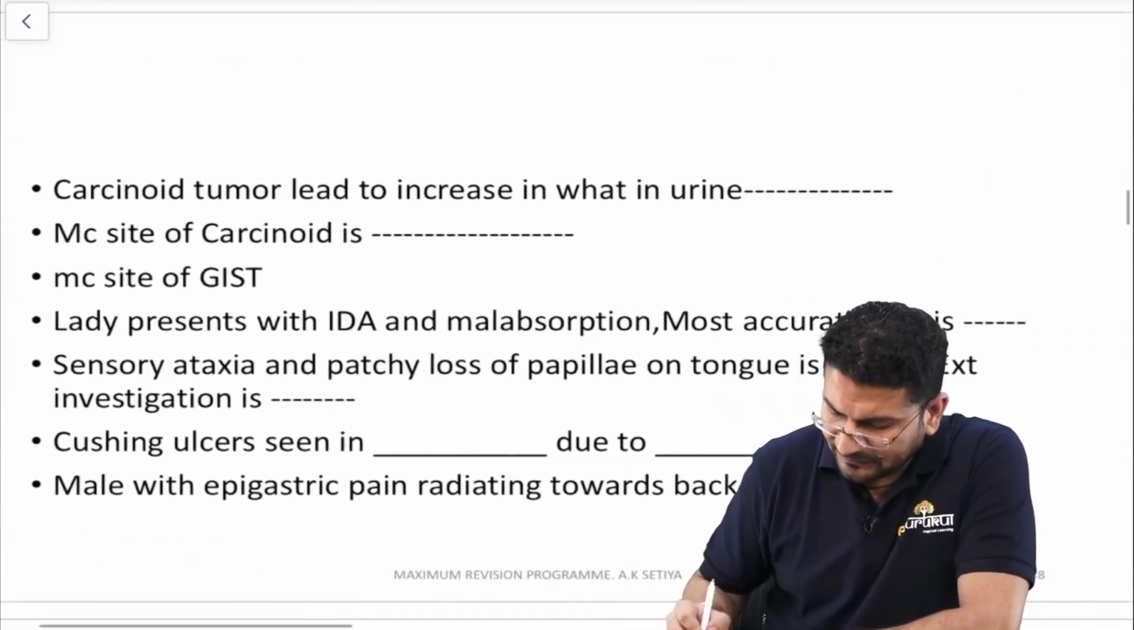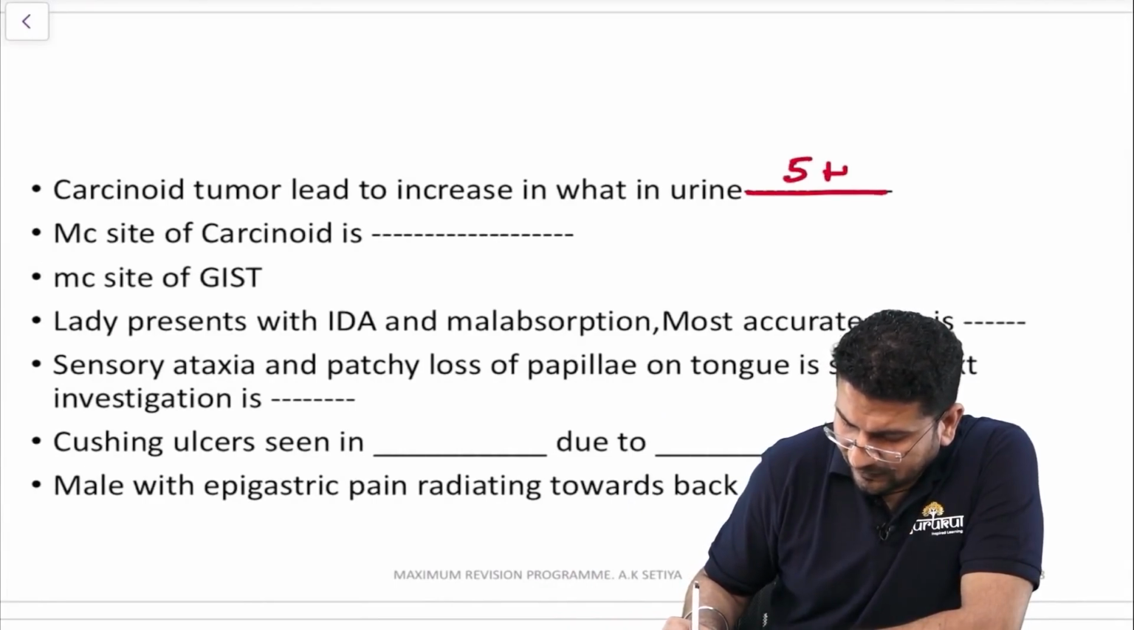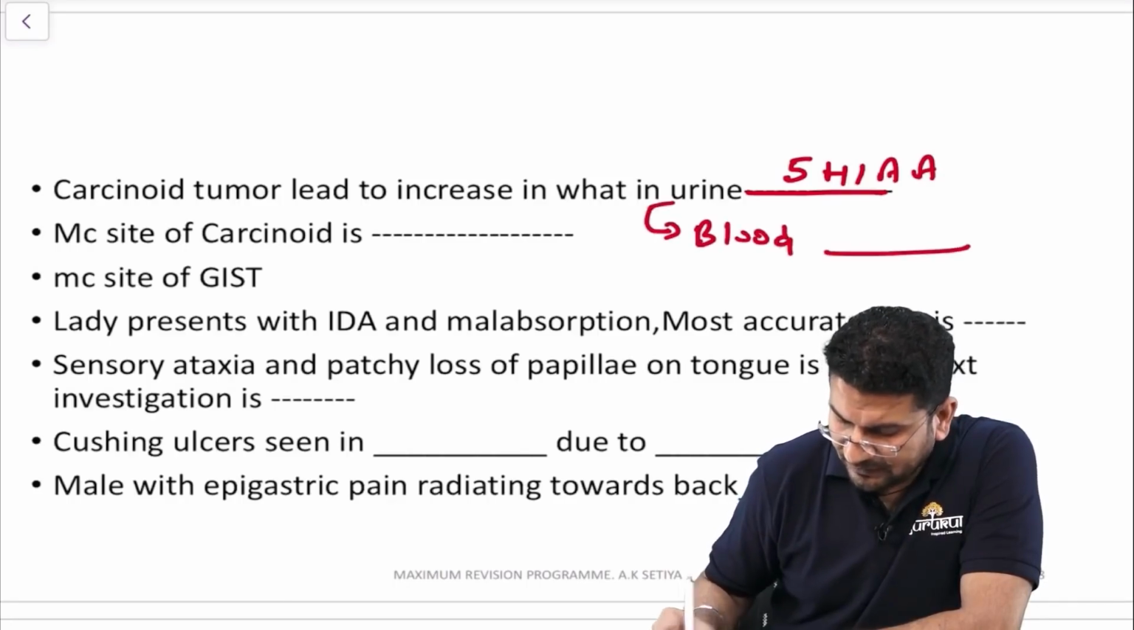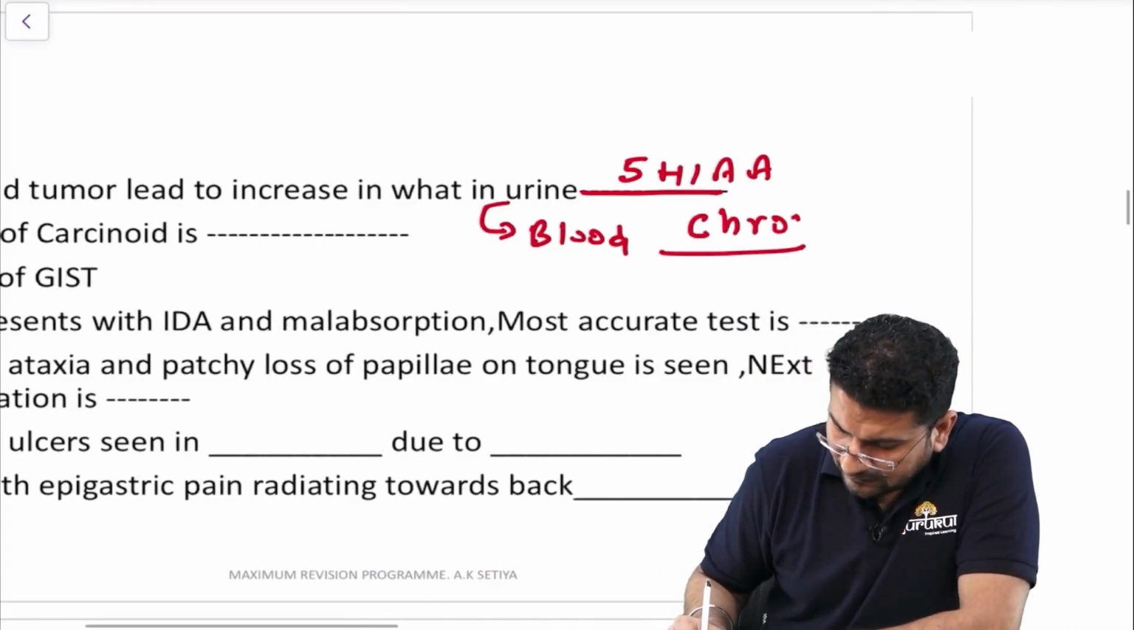Carcinoid tumor leads to increase in what in urine? So remember, carcinoid in urine, it is 5-hydroxyindole acetic acid in urine. If I say what is the marker we use in blood, the marker that we use in blood for carcinoid is chromogranin.